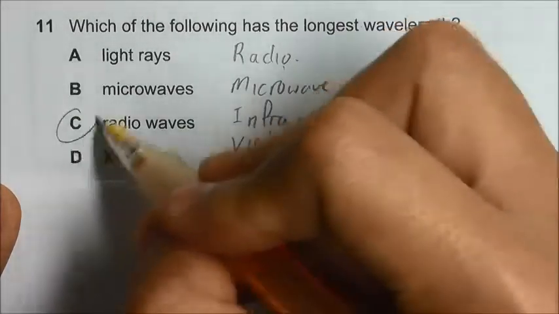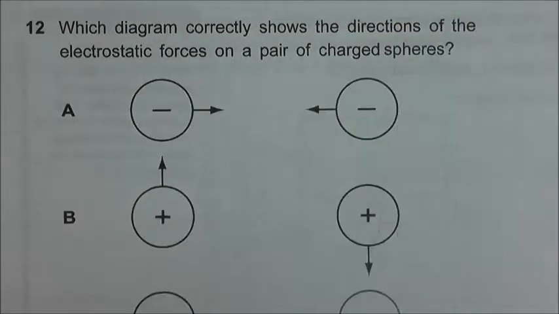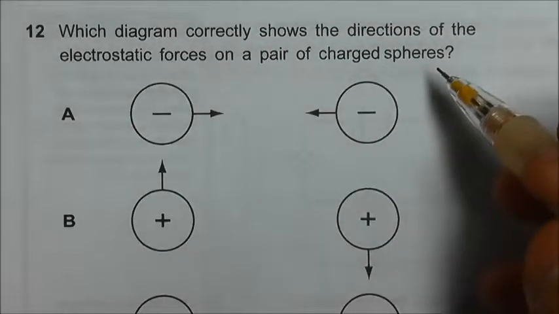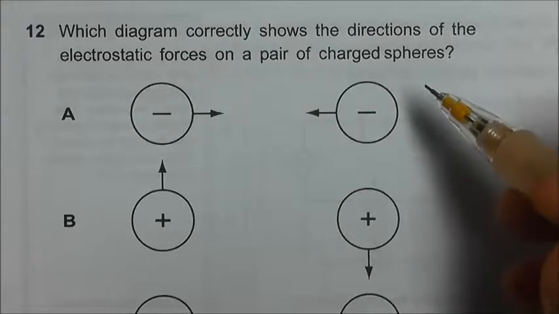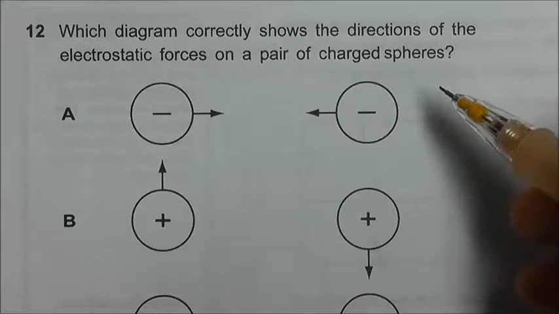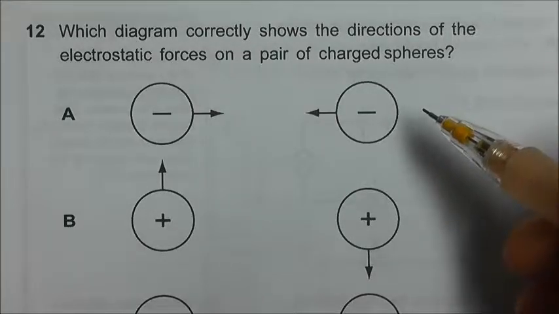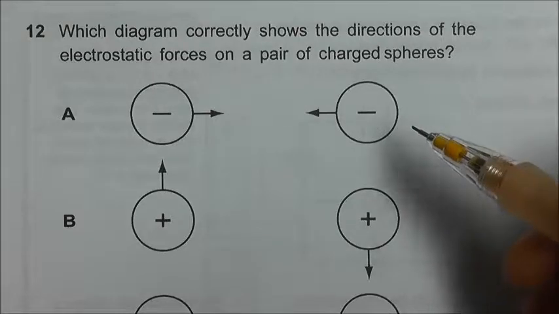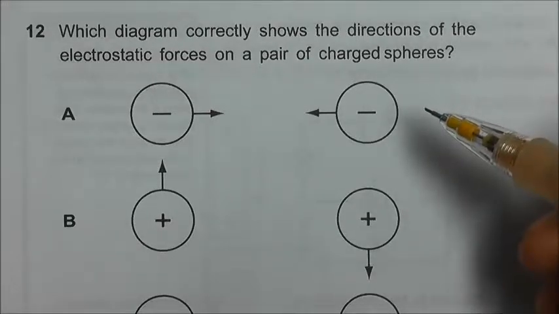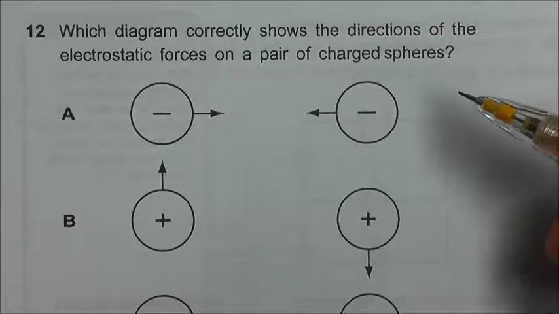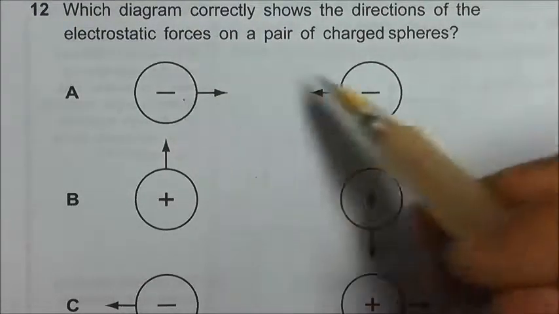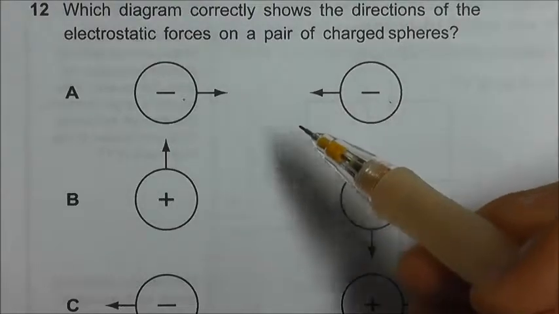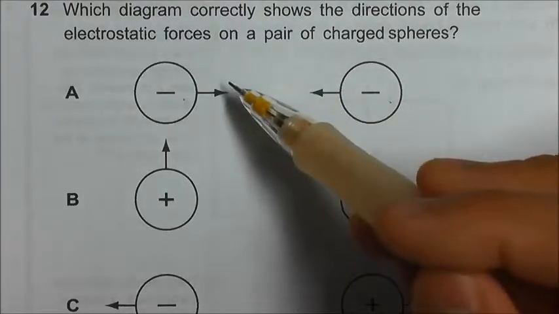Okay, answer C. We have a pair of charged spheres, so we are supposed to indicate the directions of the electrostatic forces. You just need to bear in mind that unlike charges will attract, and like charges will repel. Okay, now let's look through the options. These are negative, negative. Like charges, they should repel and not attract.